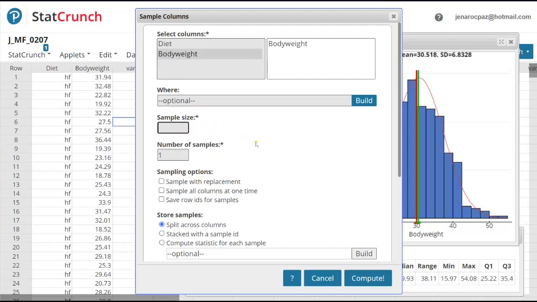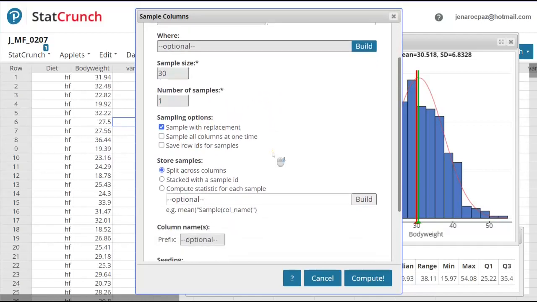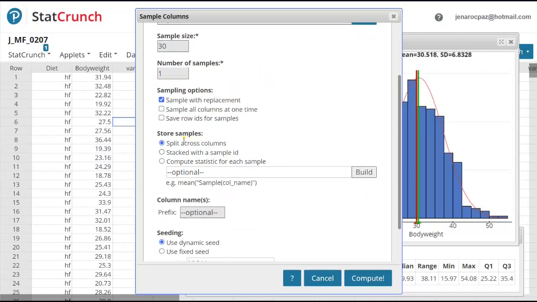In this case, let's choose the sample size to be 30. We only want one sample. Just in this case, it doesn't matter if you check here with replacement or not. Now, do we want to store the sample? Yes, I want to store the sample, and it's going to be in one of these columns.